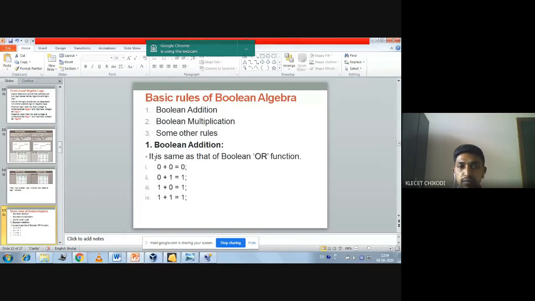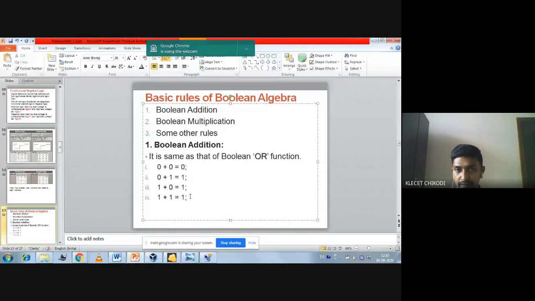If you see the Boolean addition, these are the outputs we will get. For 0 plus 0 we get 0, 0 plus 1 is 1, 1 plus 0 is 1, and 1 plus 1 is 1. And here 1 plus 1 is 1 because this is not an arithmetic addition. Since it is a Boolean addition, 1 plus 1 is always 1 in Boolean algebra.